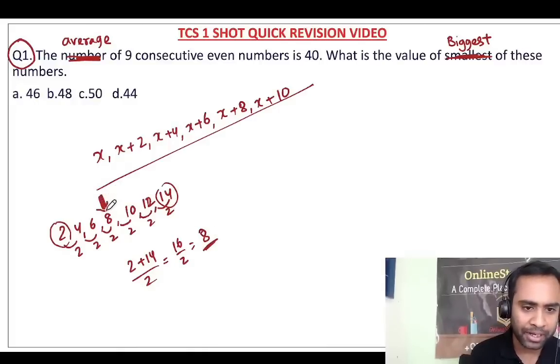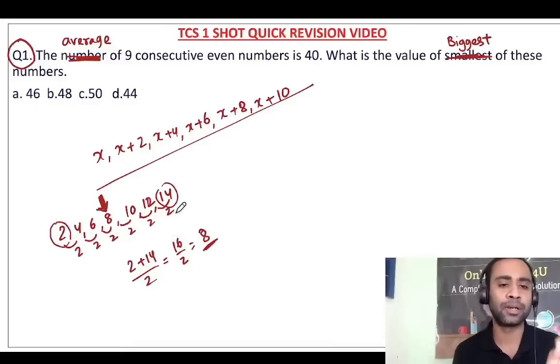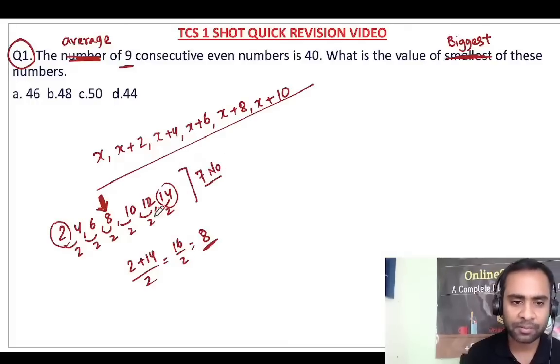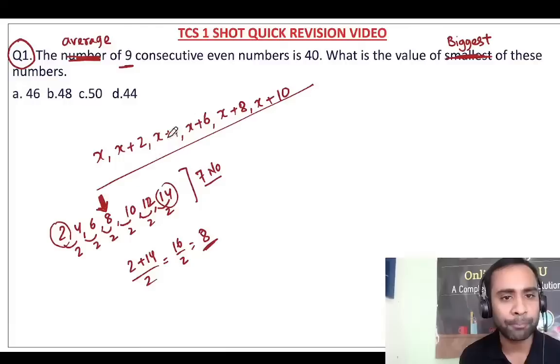8 is what, sir? Middle number. Okay, 8 is what? Middle number. That means when the number of numbers is odd, total how many numbers, sir? 7 numbers. That means your average will be the middle number.